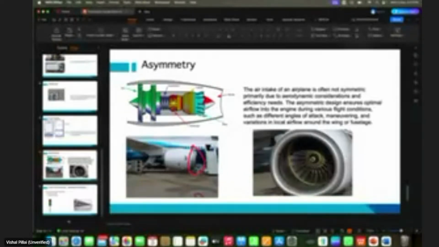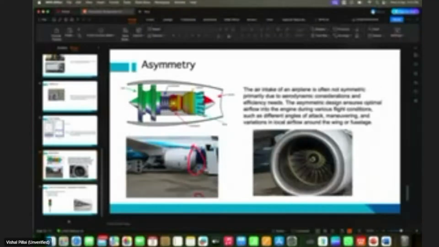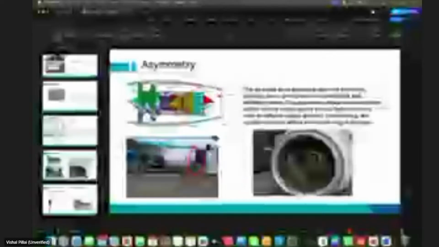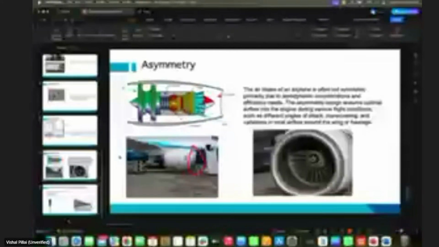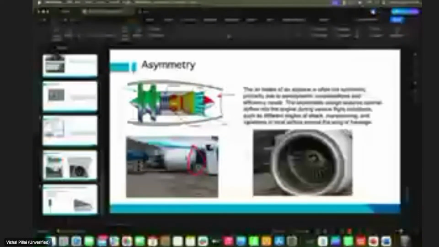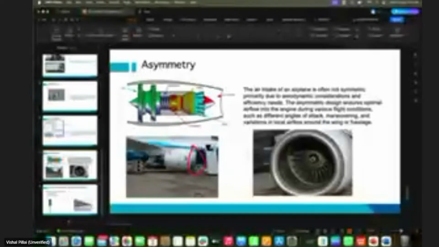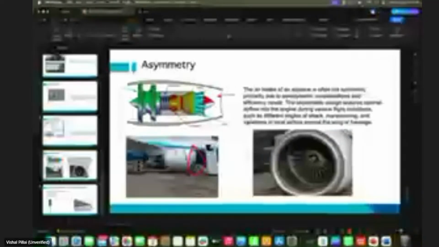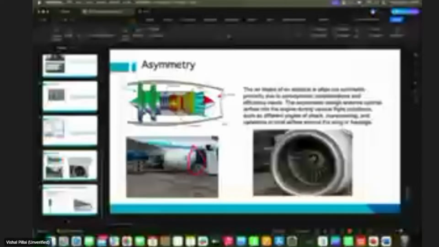The reason why asymmetry is used is also because when you fly a plane, it has a lot of angle of attack. Angle of attack is basically the terminology used for how the air enters the engine. While flying, the plane is not straight as it seems to be, but it has some kind of tilt. And this is the reason why you need to have this kind of asymmetry.